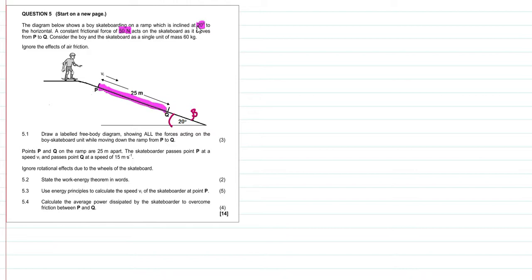Let's write down the data. So we're given the frictional force to be 50 Newton. Consider the boy and the skateboard as a single unit of mass 60 kg. So we're given the mass.